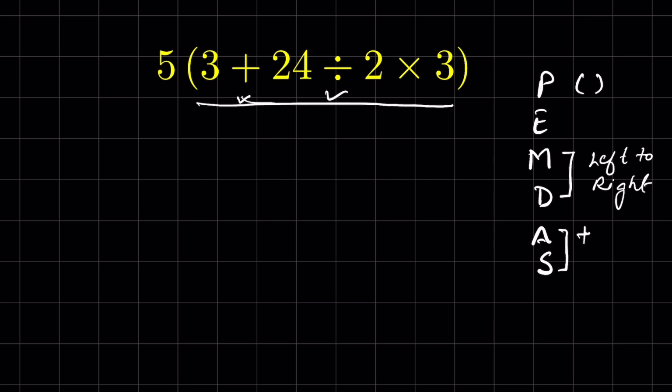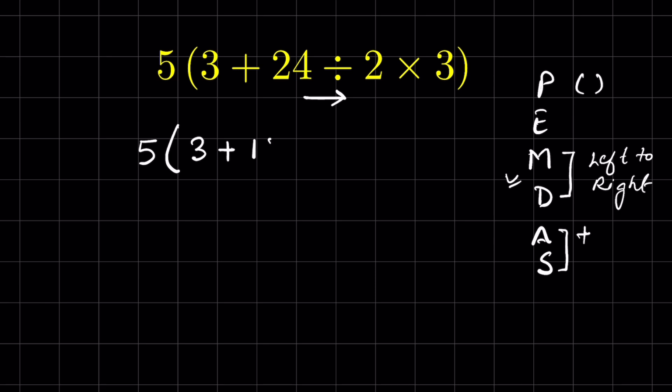Now as per this order of operations, we first solve the parenthesis, and within the parenthesis also we have to follow this rule of left to right and the order of operations. So 3 plus, now from left to right we have division first, so it will be 24 divided by 2, 12, then times 3, bracket closed. In the next step we will do multiplication before addition. 12 times 3 is 36.